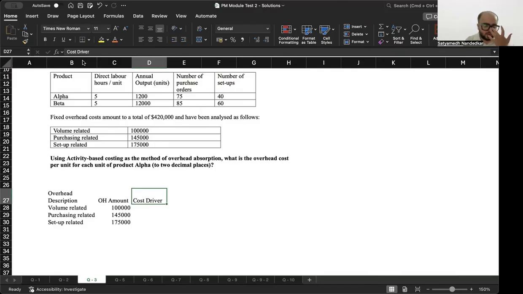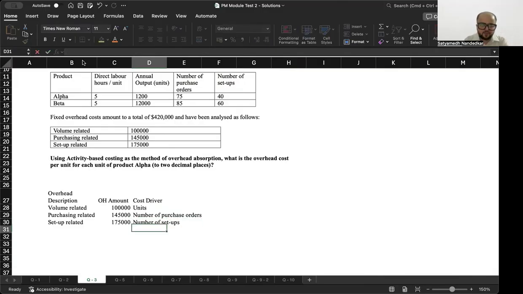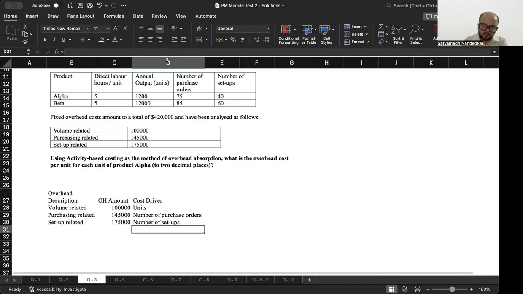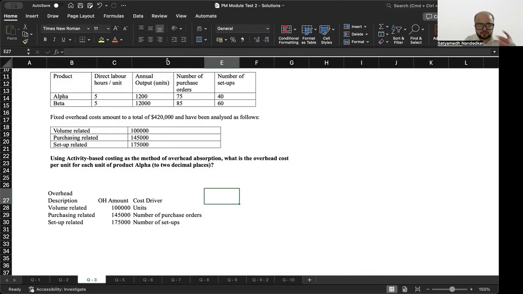cost driver is that particular something that influences or has an impact on cost. For volume related overheads, it would be units. For purchasing related overheads, it would be number of purchase orders. For setup related overheads, it would be number of setups. Okay. Now, let's identify the cost driver value.